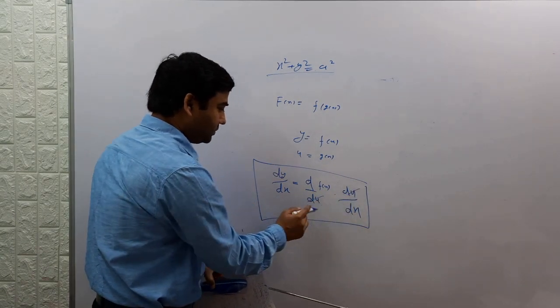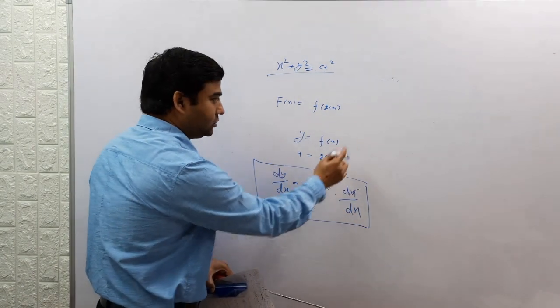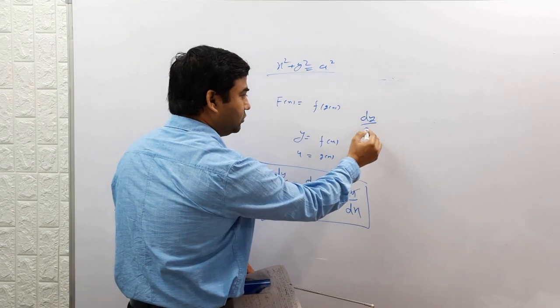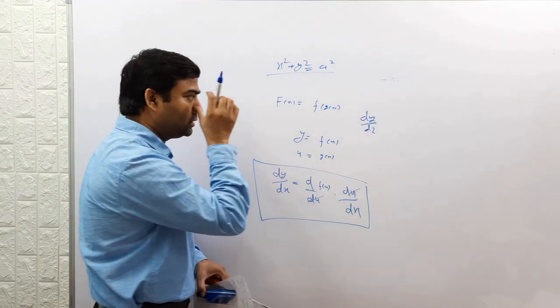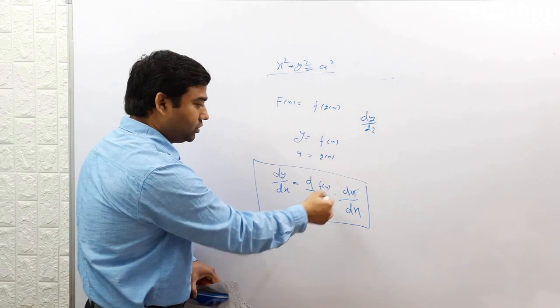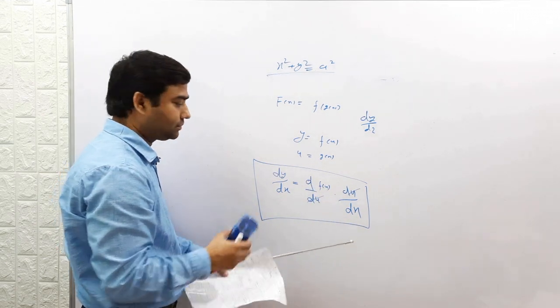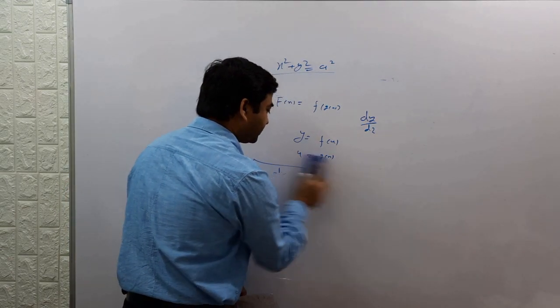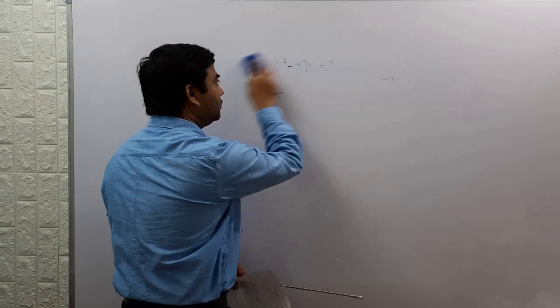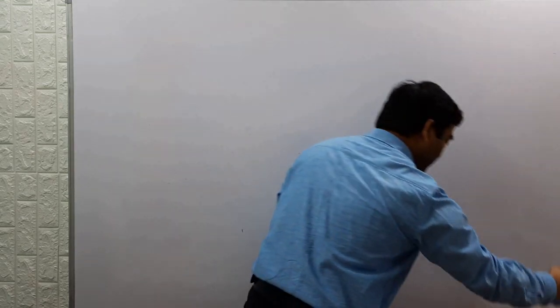by just, because it cannot be divided. This is not division. Just remember, dy over dx is not division. This is just representation. You cannot cut it, but for remembering purpose, you can remember it like this. So this is the chain rule for composite functions.